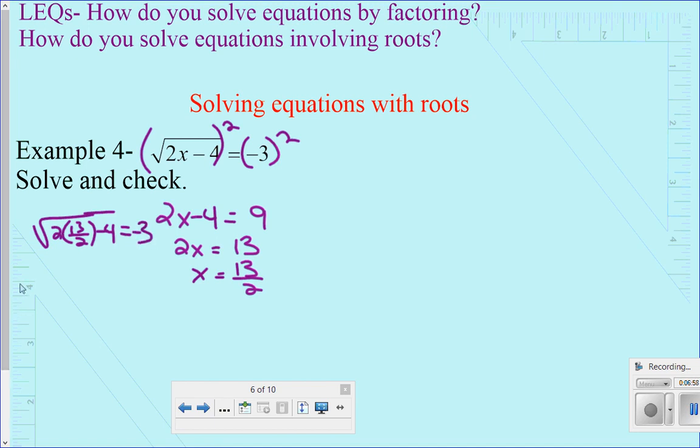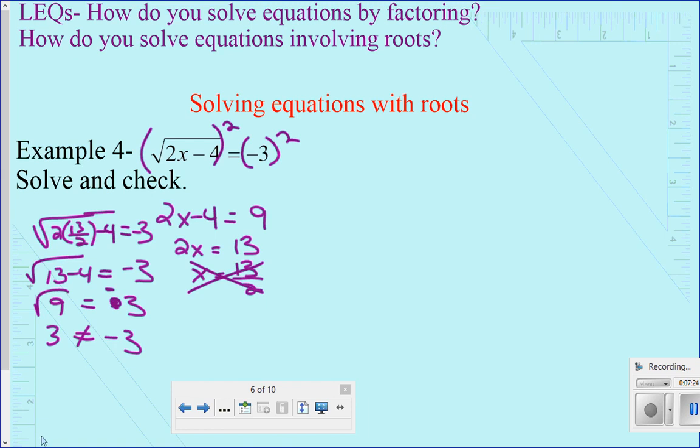So when I take 2 times 13 halves, I'm getting 13 minus 4, the square root of that, and that's 9, and the square root of 9 is 3. So 3 is not equal to negative 3. That should be a negative 3 there. So 3 is not equal to negative 3, which means this is actually an extraneous solution. It's not actually a solution. So I'm going to cross it off. And because I only had one solution in the first place and it turns out it's extraneous, then I write no solution.